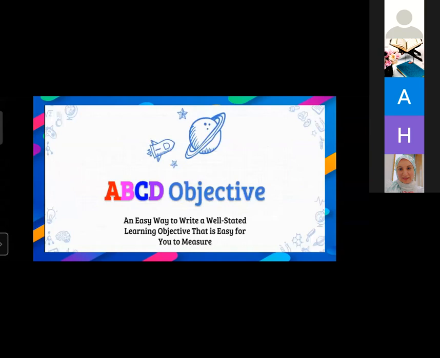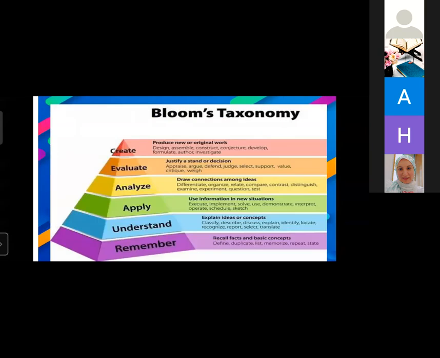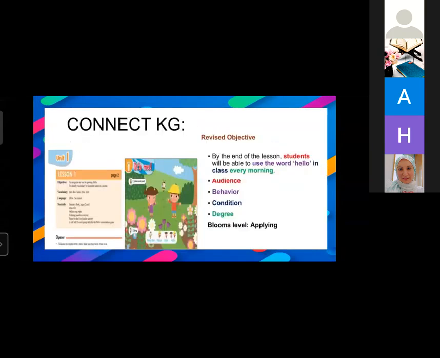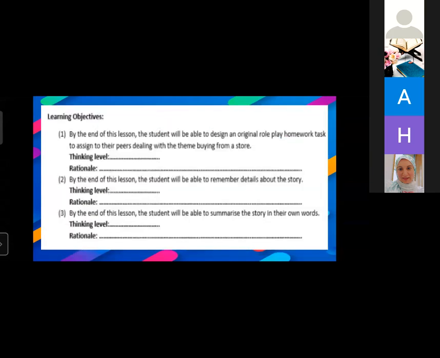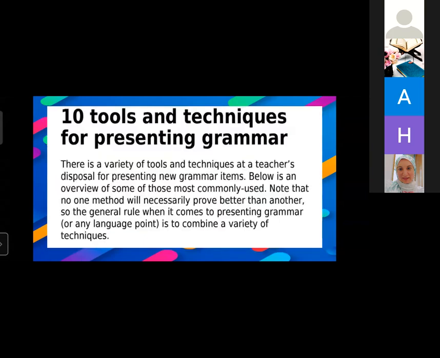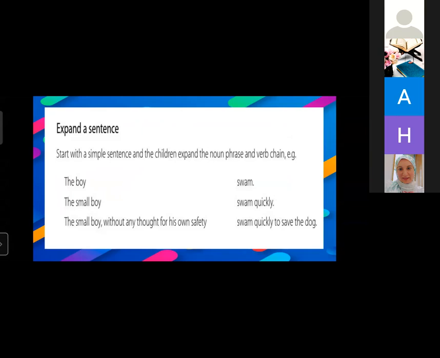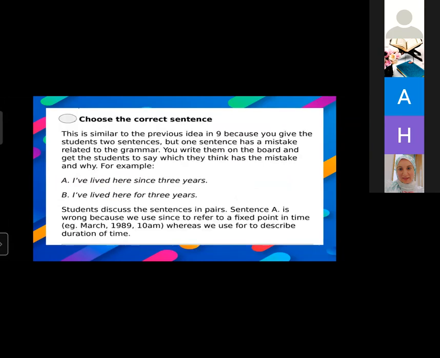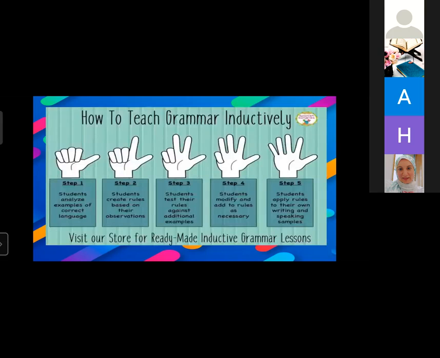So what have we learned till now? In brief: the ABCD model, Bloom's taxonomy, teaching grammar and choosing the suitable, relevant action verbs to write a well-prepared ABCD model. Also, we have talked about choosing the correct sentence in teaching grammar.